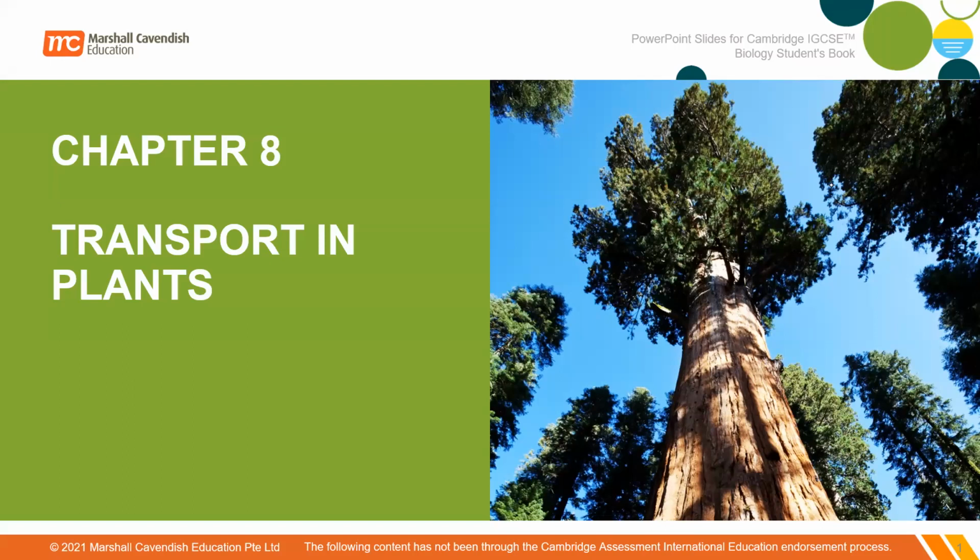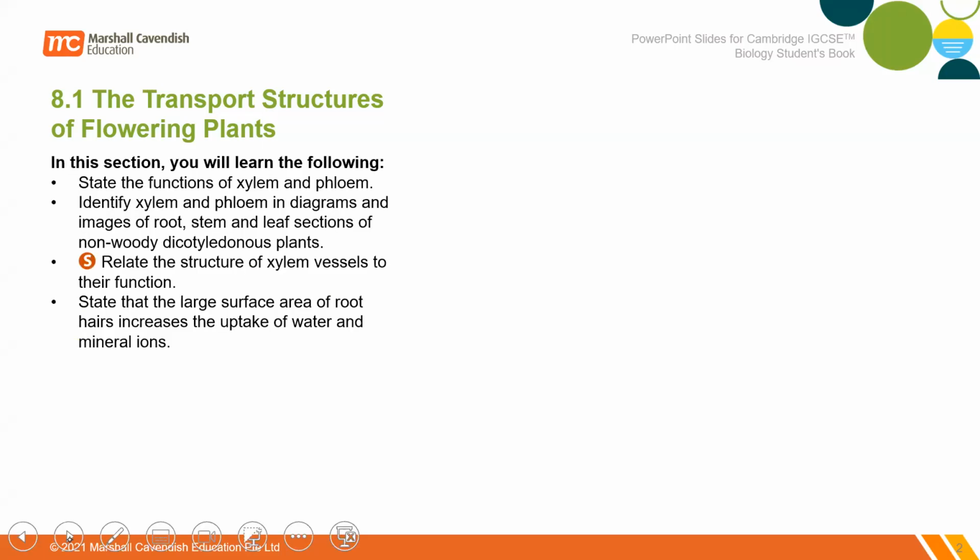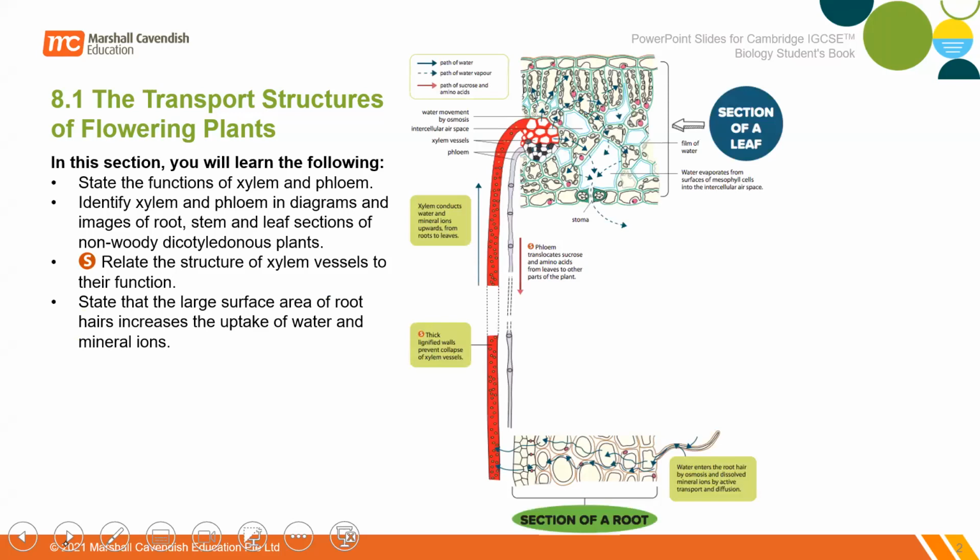Now we will work on topic 8, transport in plants. We have learned everything about plant nutrition, photosynthesis, limiting factors, the route or the fate of oxygen, and the leaf structure and function of every single layer. Now we need to talk about the transport structure of flowering plants. This is the first objective for the first part of the lesson.